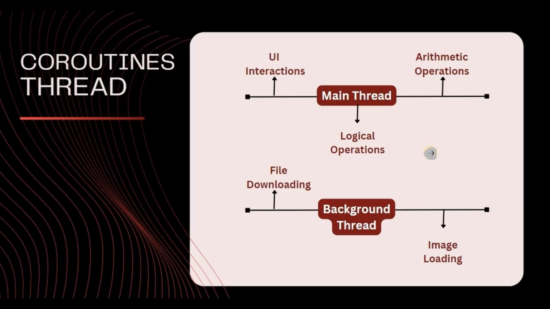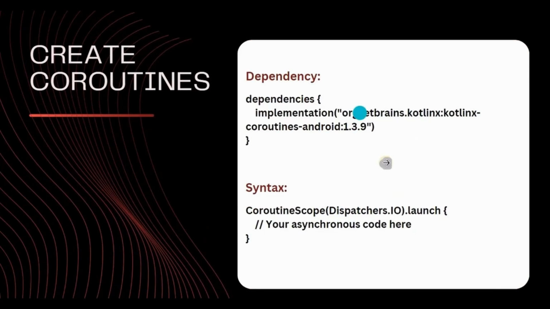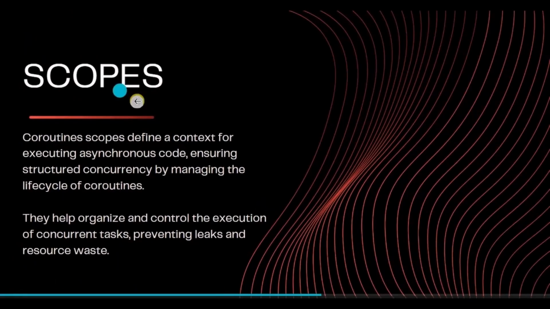Now in coroutines, there are a few terms that you need to understand, for which first we need to see how we create coroutines. Here it is. To implement coroutines in the app, you need to add this dependency. Then this is the general syntax: CoroutineScope, Dispatchers.IO.launch. To understand coroutines deeply, we need to understand these two terms, scope and its types, and dispatcher and its types. So first, let's understand what is scope.